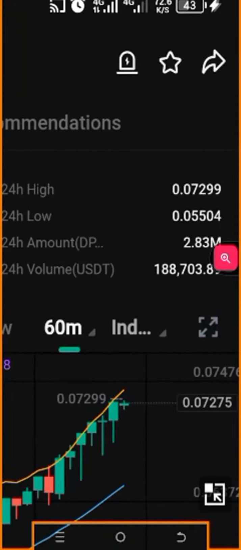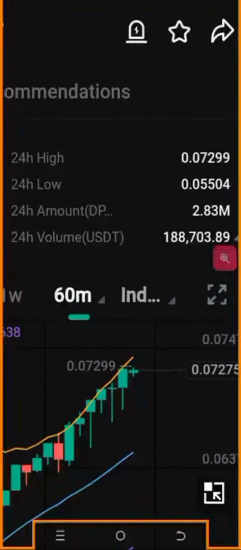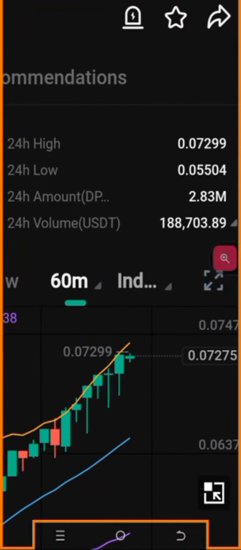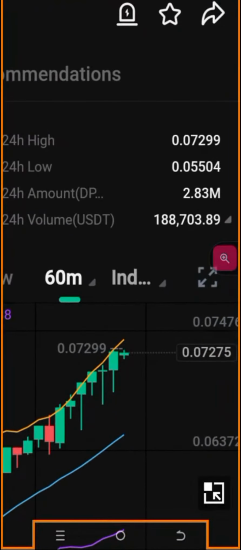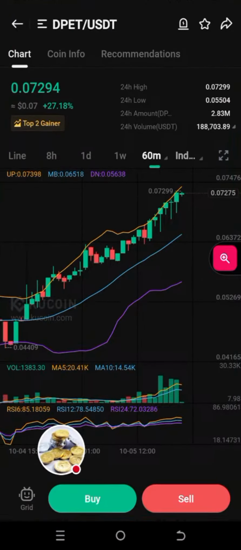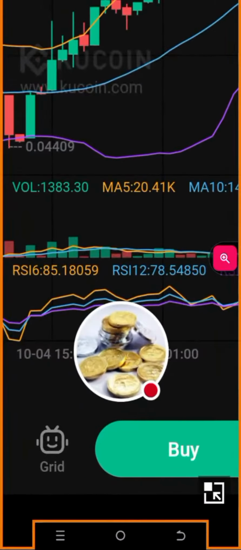And then what's the volume? Wow. 188,703 USDT. That's not much, really. That's 2.83 million. But you can see it's on an upward trend, so it's possible that this. Okay, let's check the RSI. What is the RSI telling us? What is it telling us?